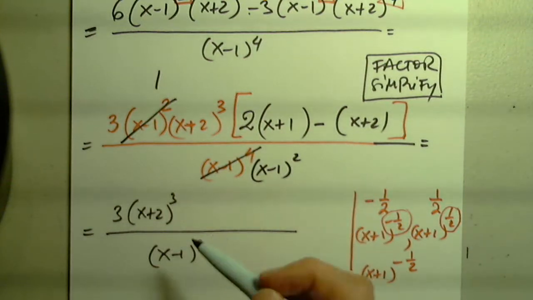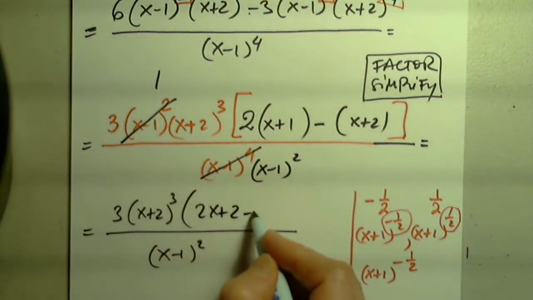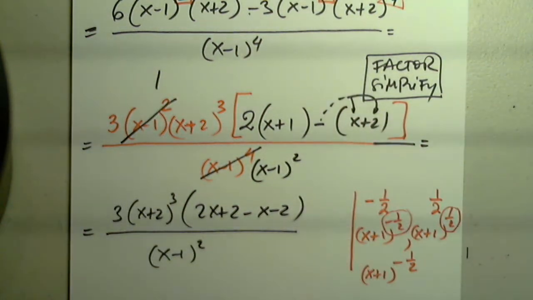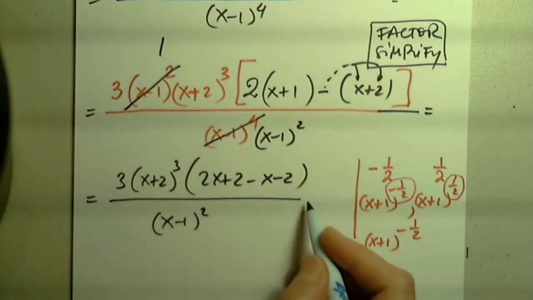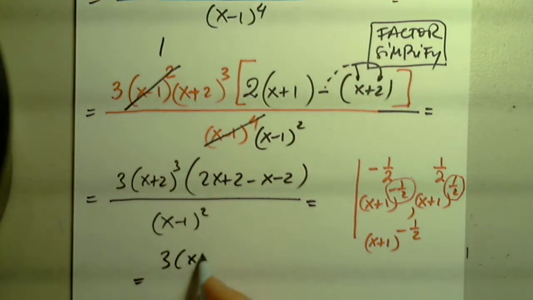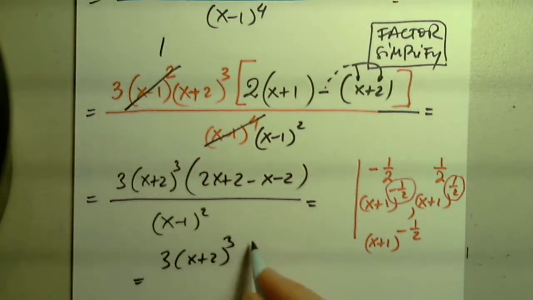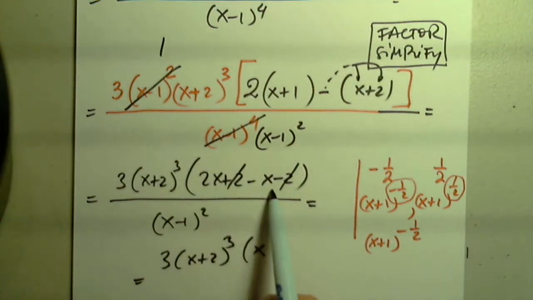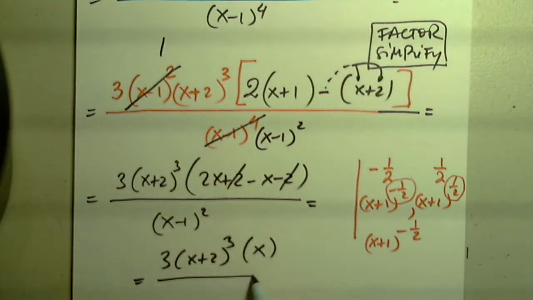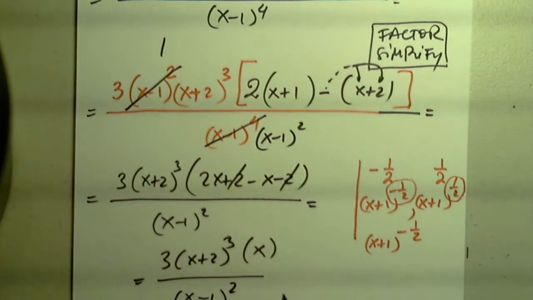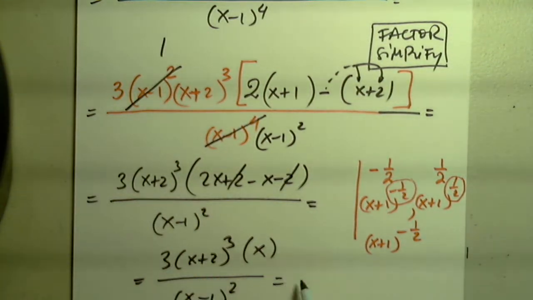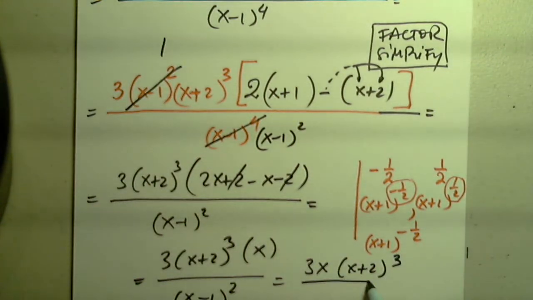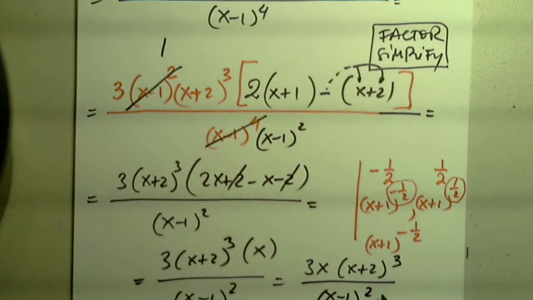2x minus x, let me write it first. 2x plus 2 minus x minus 2. Remember, the negative sign has to be distributed to both. So the final simplified form will be 3x plus 2 cubed, and x, because 2 with negative 2 will go away, and 2x with negative x is x. So this is x minus 1 squared. And of course, I will put it next to 3. That's the correct way. So this is x plus 2 to the third over x minus 1 squared.